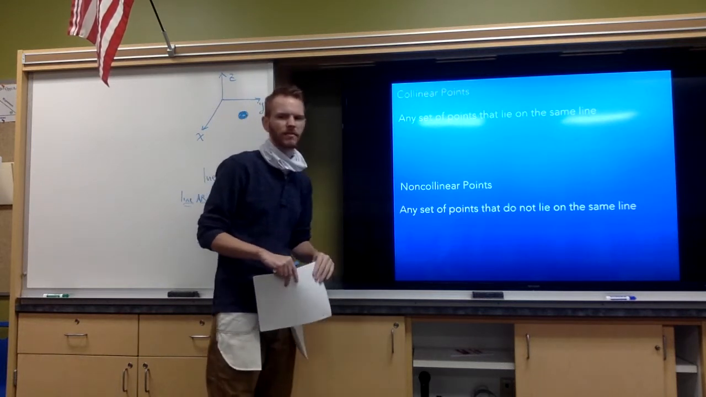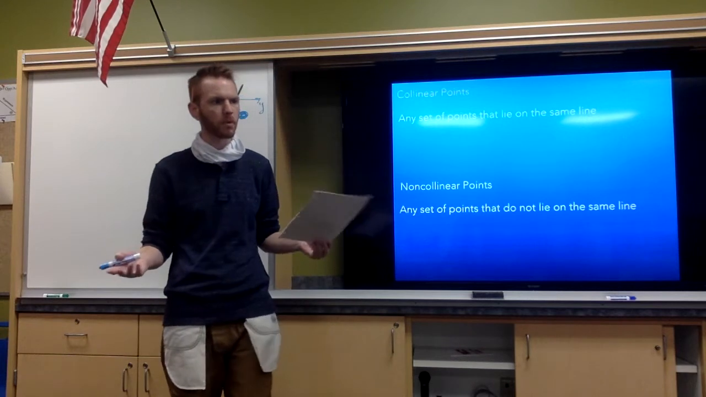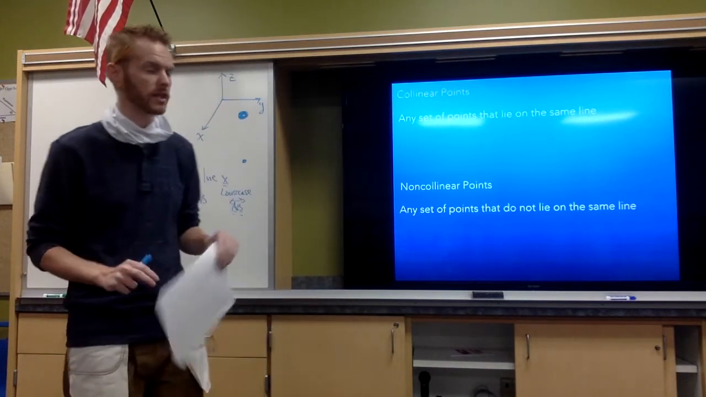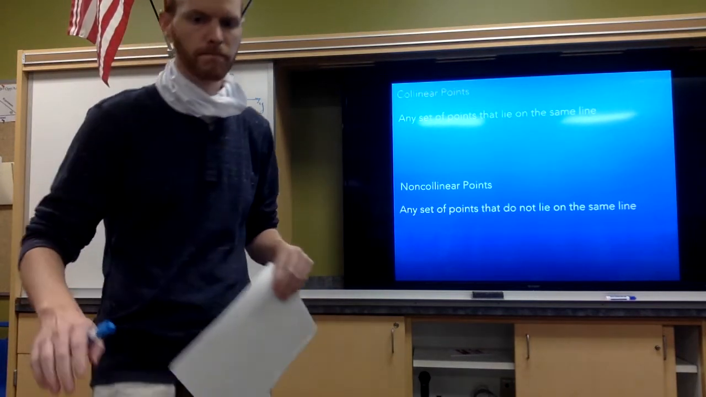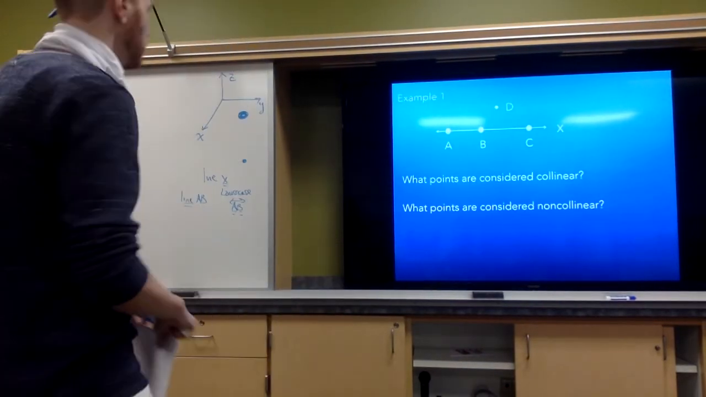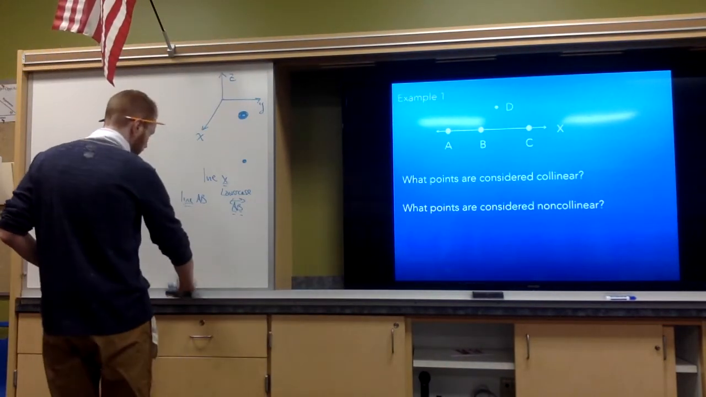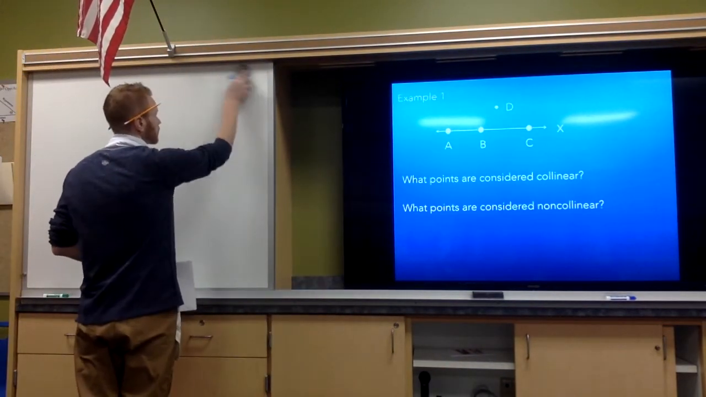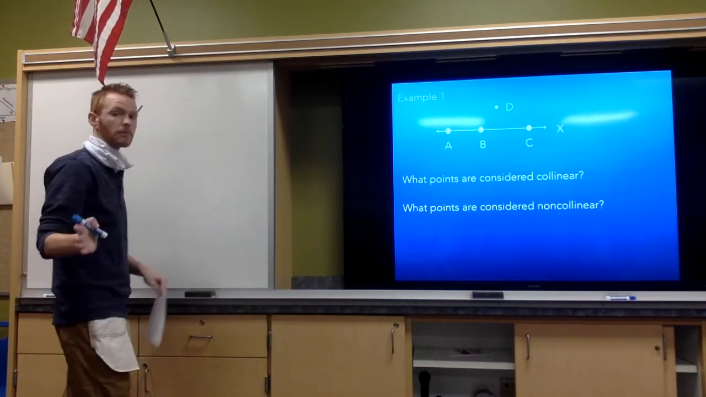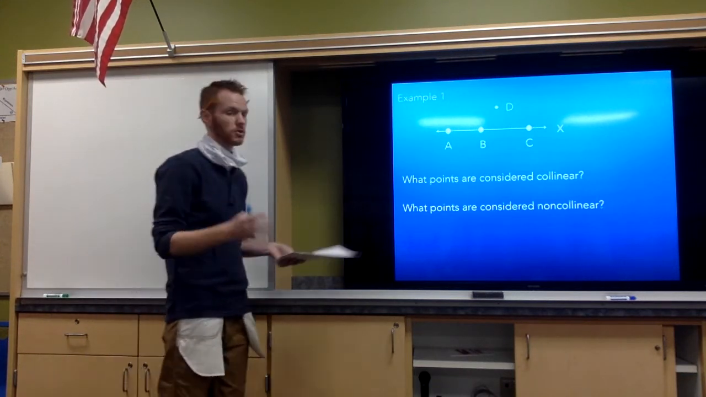Non-collinear is the opposite. We're naming a group of points that are not in the same location, not in the same line. Okay? Let's do an example. Example 1. And once again, I am going a little bit faster because you can pause the video.